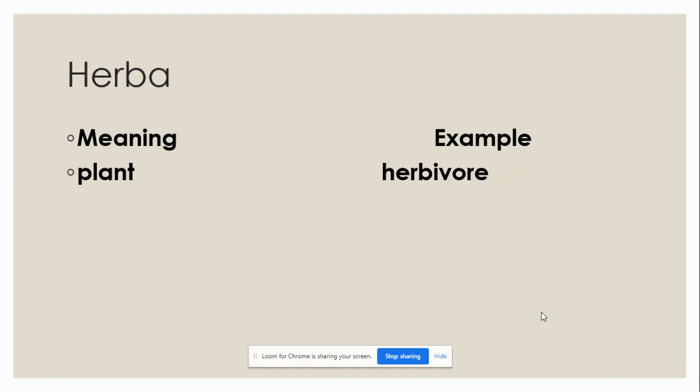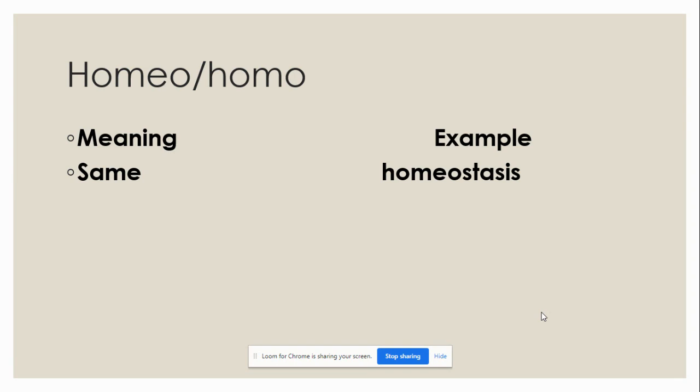Herba means plant, so an herbivore is something that eats plants. Hetero means different. Heterozygous stands for 2 different types of alleles within your genes, and we're going to be talking a lot about those in chapter 9. The prefixes homeo or homo both mean same. So I have the example of homeostasis, which means that you want to maintain the same internal conditions.